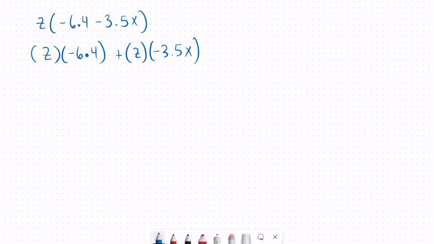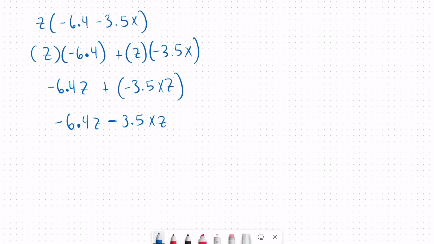Now z times negative 6.4 is just negative 6.4z. We're always going to write the number first, it becomes the coefficient. And on the right side of the addition sign, z times negative 3.5x is just going to be negative 3.5xz. And again, like most of the problems we've been doing, we see a positive and negative, and that's going to turn into a negative. So we have negative 6.4z minus 3.5xz. And this is the final answer for the third problem here.